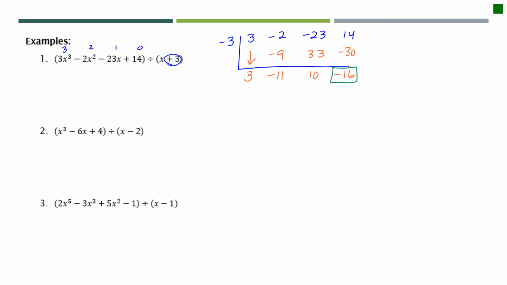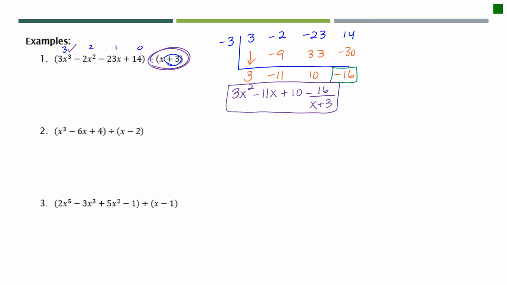When you write your answer, it's always going to be 1 degree less than the original problem that you started with. So my final answer here, since I started with x cubed, I'm going to start with x squared. So 3x squared, and then I'm just going to work my way down, minus 11x plus 10 with no x, and then my remainder, minus 16, goes over what we originally divided by, which is x plus 3. So this right here is my final answer.